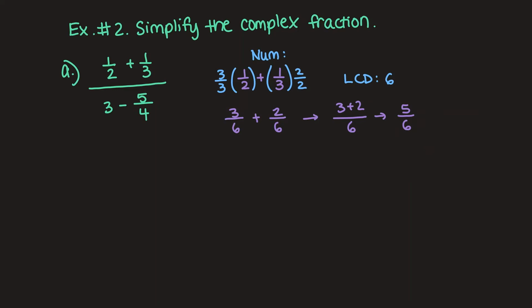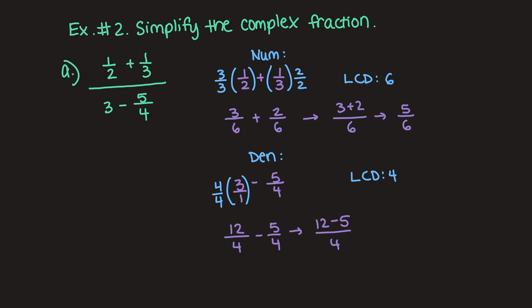Now let's do the same for the denominator of the complex fraction. We can write 3 as 3 over 1 and find their common denominator. The LCD of 1 and 4 is 4. So multiply this fraction by 4 over 4, and the other fraction is fine since it already has a denominator of 4. Now we subtract their numerators while keeping the common denominator, and now the denominator of the complex fraction is written as a single fraction. So let's rewrite our complex fraction.